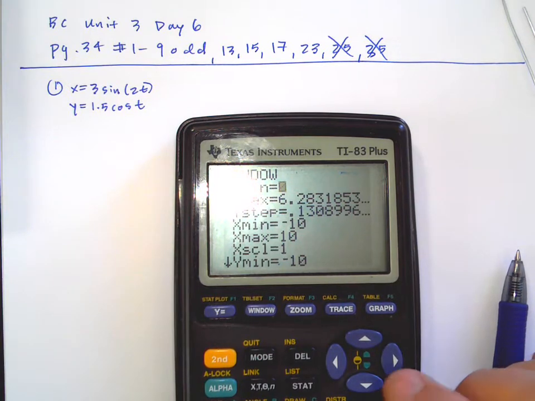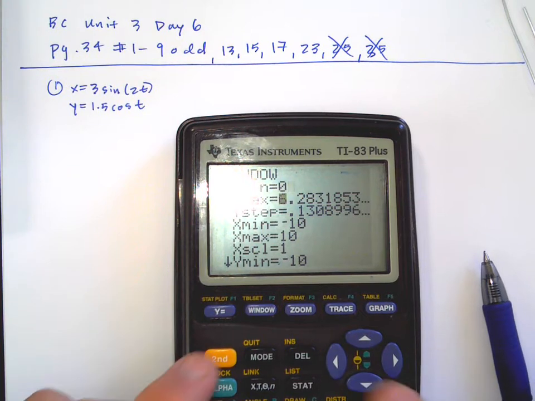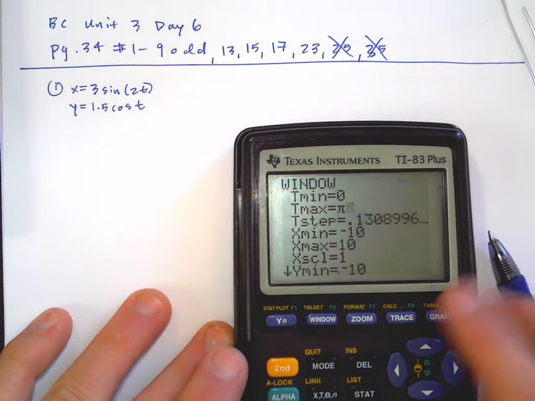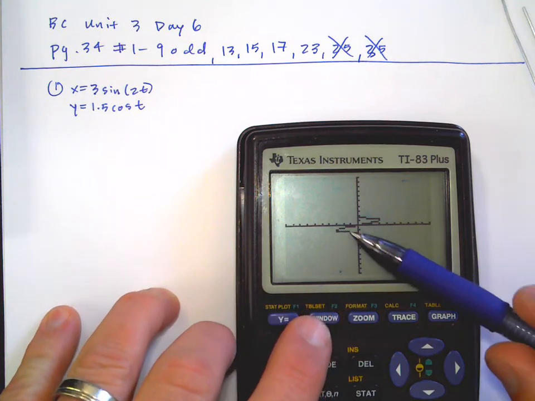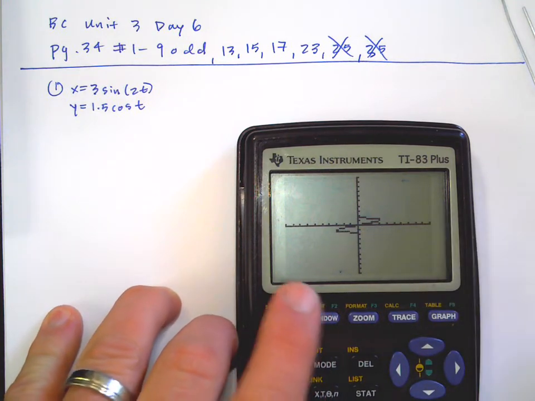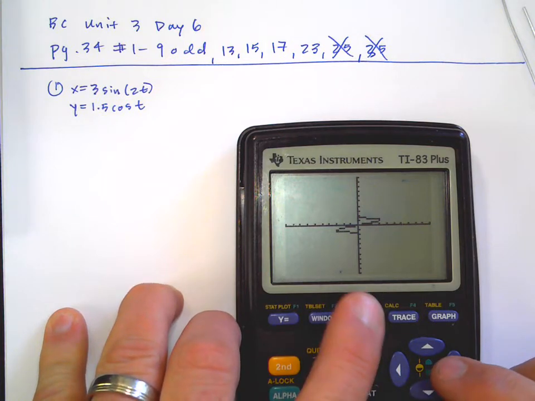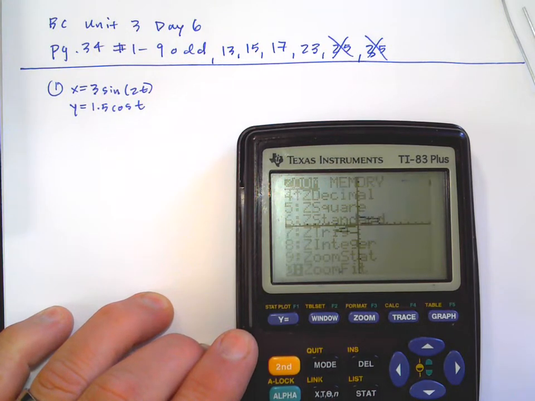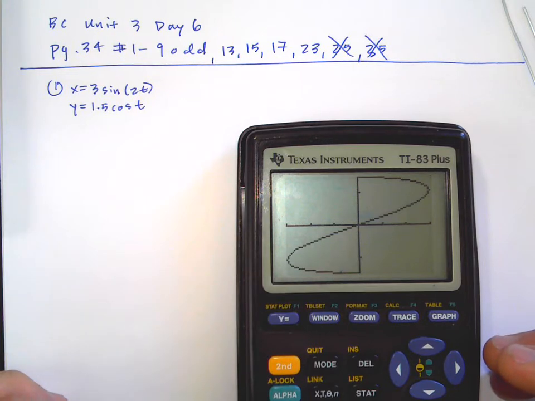So usually 0 to pi or 0 to 2 pi will give you a full shape. We'll just try 0 to pi first. So then we're going to graph it. And the window definitely looks too big. So I think we go like negative 3 to 3. I mean, you could do zoom fit, zoom 0. So that'll give us a nice close-up version of it.